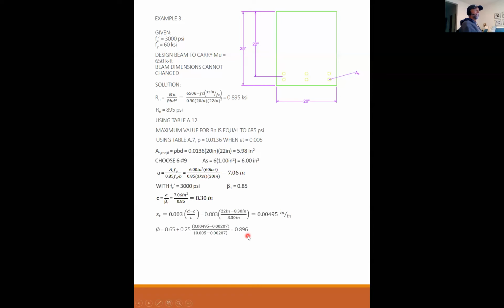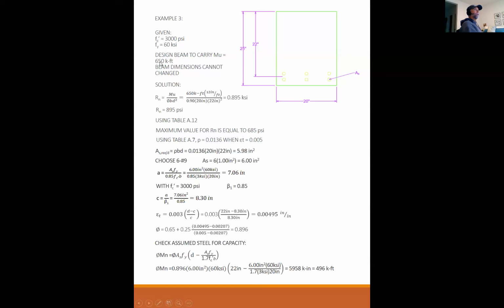So we calculate phi is 0.896. We just ran this on the last example. You put in the yield strain and your epsilon sub t. Check the assumed steel for capacity. Then again, we're starting as a singly reinforced rectangular beam. So I plug in my phi, my area of steel, 60 KSI, d, 3 KSI for concrete, 20, and I get 5958, or 496 kip feet.